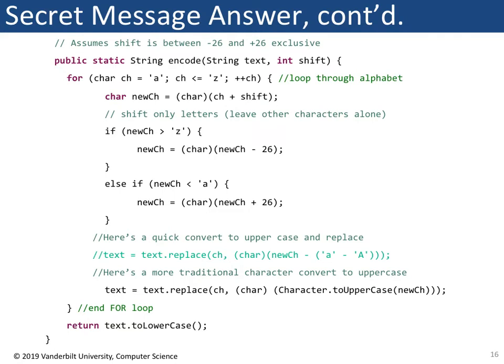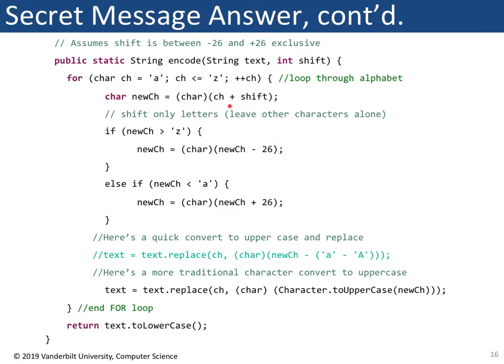So let's look at the character A. This is on the first iteration of our loop. If we're shifting by 3, A becomes D. So this would be our encoded version of A, and then on the next loop it would be the encoded version of B, and so forth.